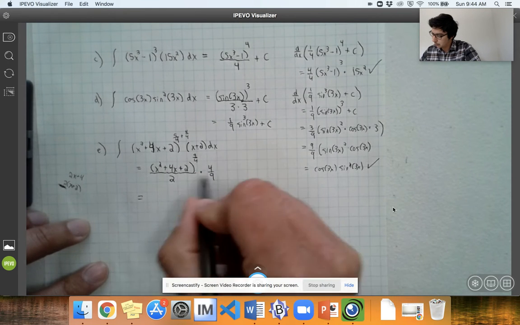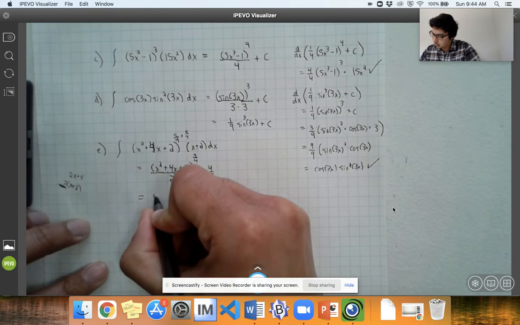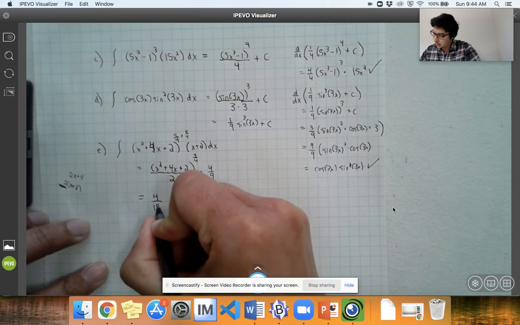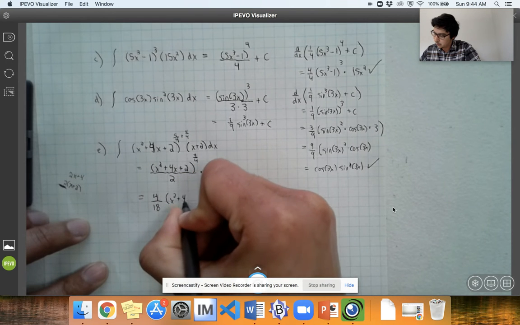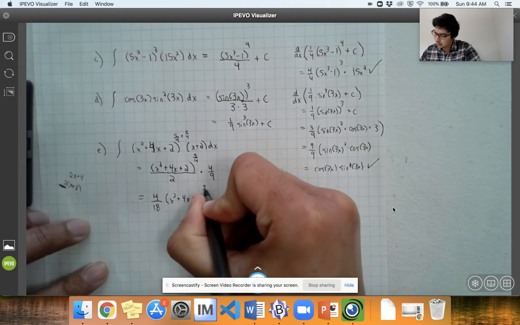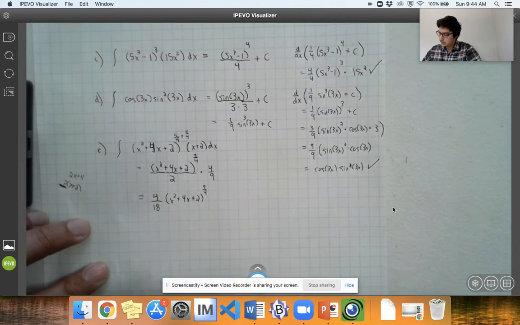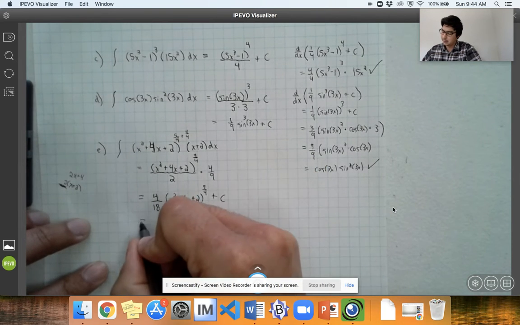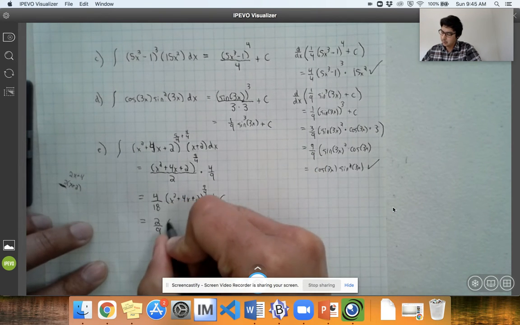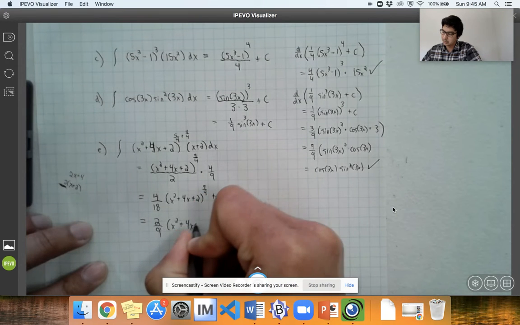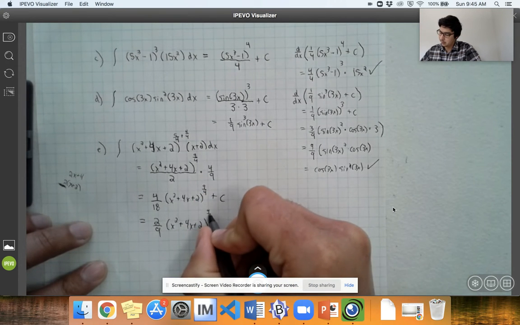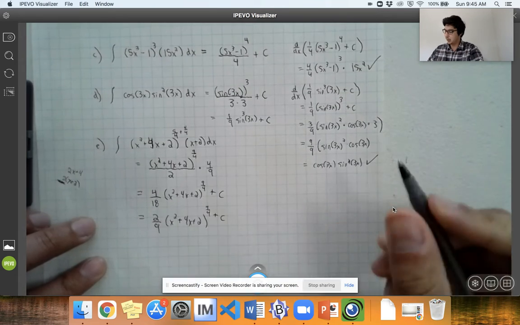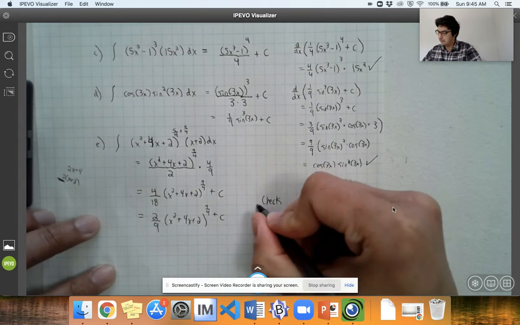So if I simplify this a little bit, I think the answer is going to be 4/18 (x squared plus 4x plus 2) to the 9/4 plus c. And I guess I could write this as even 2/9 (x squared plus 4x plus 2) to the 9/4 plus c. All right, and let's check. This last one, let's check.